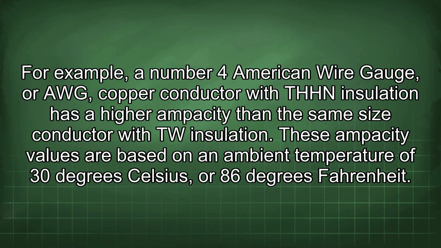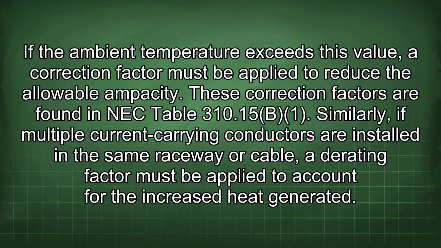For example, a number 4 American Wire Gauge, or AWG, copper conductor with THHN insulation has a higher ampacity than the same size conductor with TW insulation. These ampacity values are based on an ambient temperature of 30 degrees Celsius or 86 degrees Fahrenheit. If the ambient temperature exceeds this value, a correction factor must be applied to reduce the allowable ampacity.